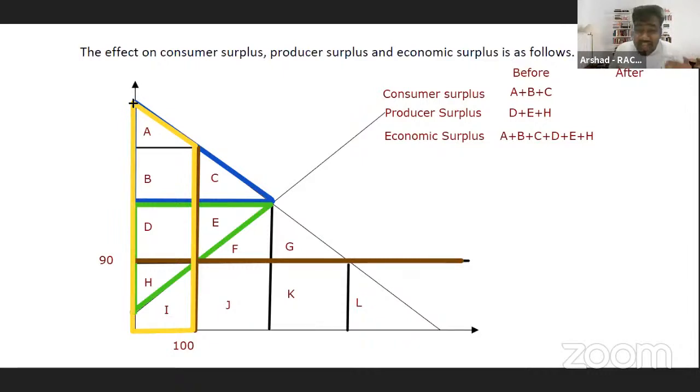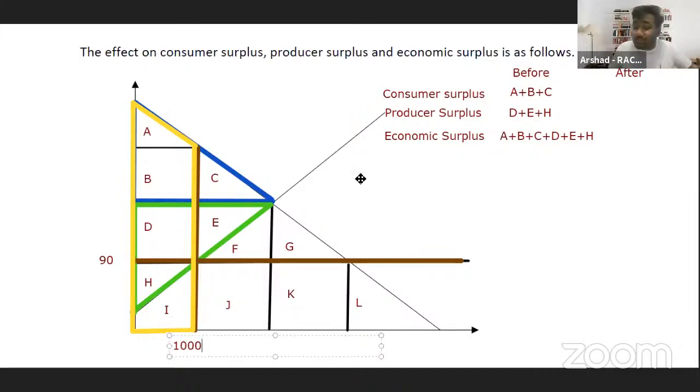But what does he actually pay? Guys, can you tell me what is the area that the consumer actually pays? Give me letters here. He's willing to pay that yellow trapezium kind of thing. What does he actually pay? He actually pays only H and I, right? He pays H and I. He buys 1,000 coconuts at a price of 90.